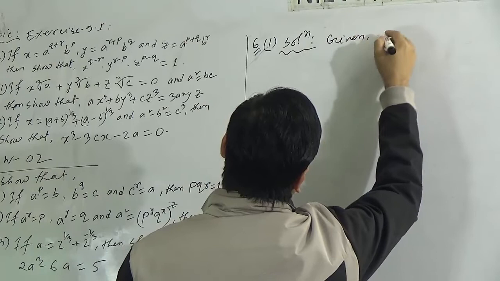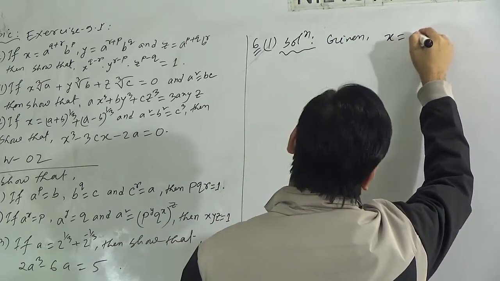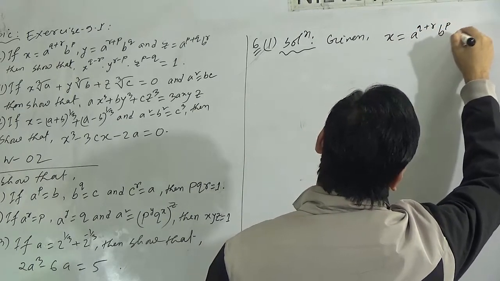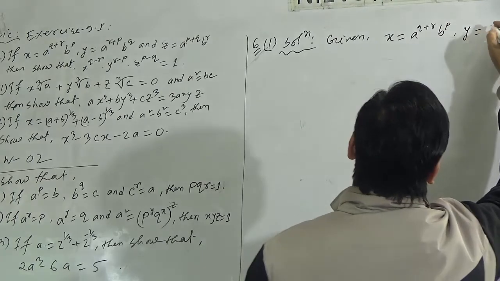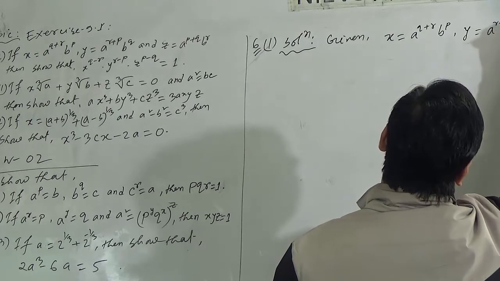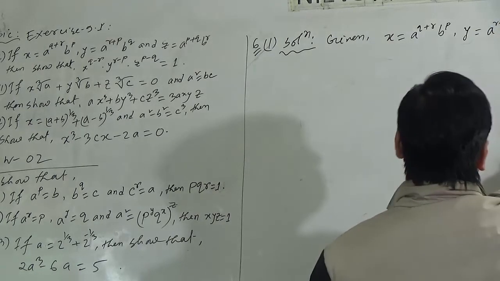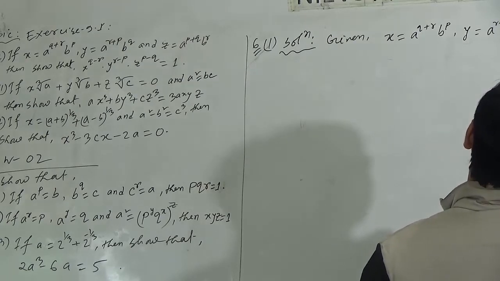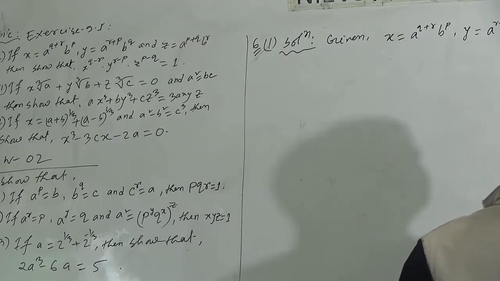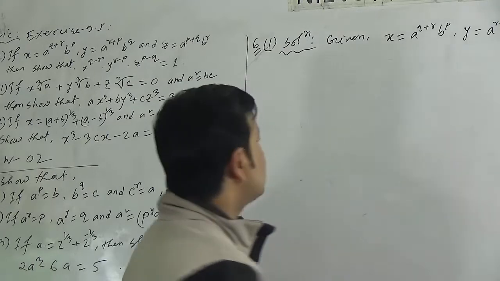So we can write here given x equal to a to the power q plus r into b to the power p, y equal to a to the power r plus p into b to the power q, and z equal to a to the power p plus q into b to the power r. Okay dear students, so I have written the given informations here.